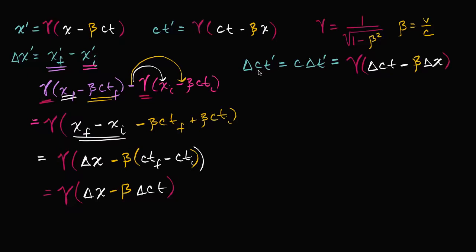You say, well, our change in ct prime is going to be ct prime final minus ct prime initial, and then you can substitute with this, do a little bit of algebraic manipulation, and you'll get that right over there. And the whole reason I'm doing this is, well, now we can think in terms of change in the coordinates, which will allow us to think about what velocities would be in the different frames of reference, which is going to be pretty neat.